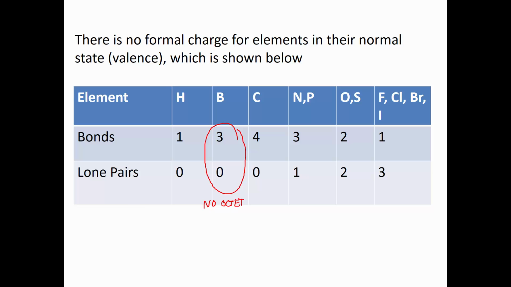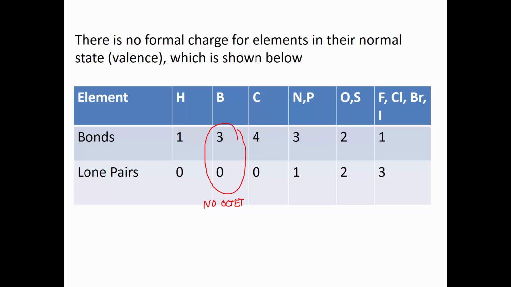Carbon: 4 bonds, no lone pairs, and silicon and tin would both also feature that as well. Nitrogen and phosphorus: 3 bonds, 1 lone pair. Oxygen and sulfur: 2 bonds, 2 lone pairs. Fluorine and the rest of the halogens: 1 bond and 3 lone pairs.